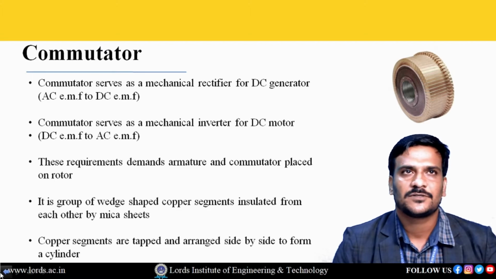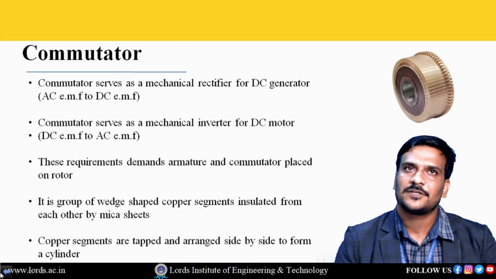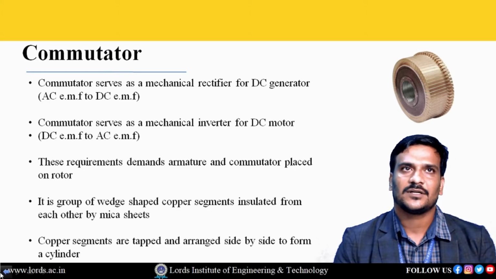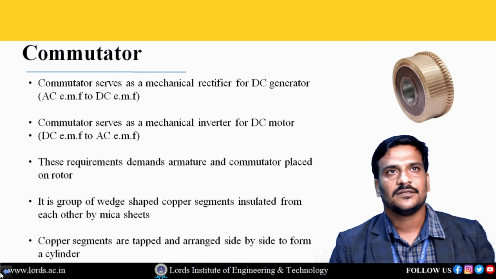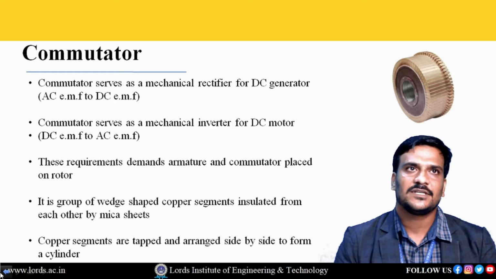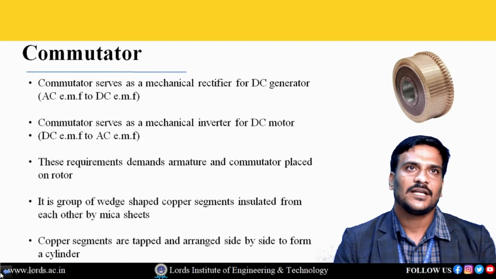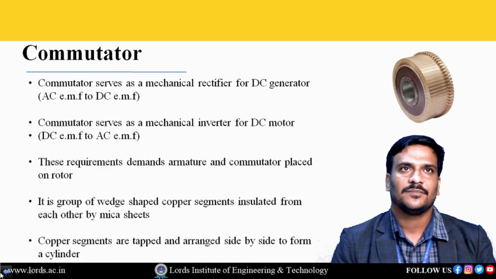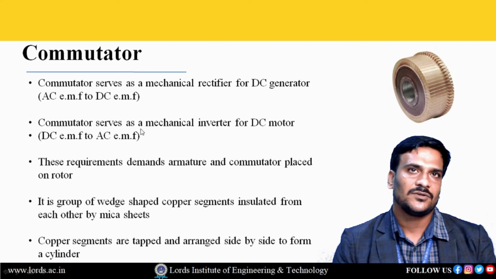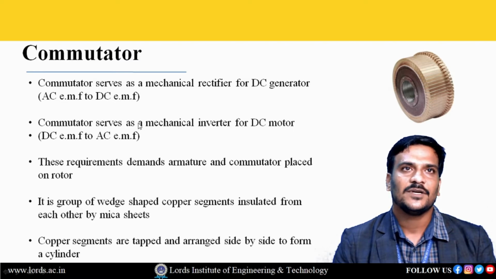What is the purpose of this commutator? This commutator serves the purpose of a converter, a mechanical converter. In case of a DC generator, the commutator serves as a mechanical rectifier. The induced voltage inside the armature is generally AC in nature, and that will be taken across the load terminals by converting into DC. This function is done by the commutator. Whereas in case of a DC motor, the supply which we are giving to the DC motor is DC in nature. Therefore, the commutator will convert this DC to AC and pass it on through the armature conductors.